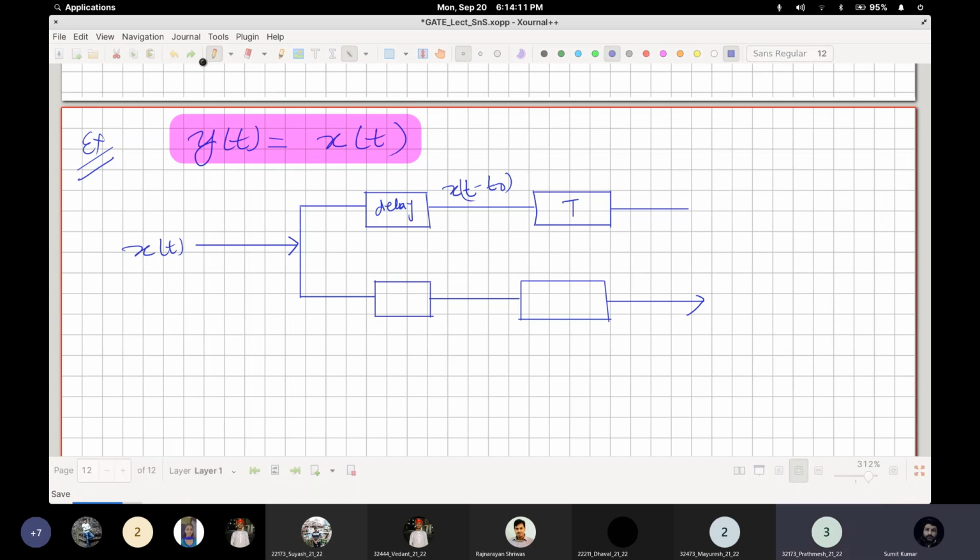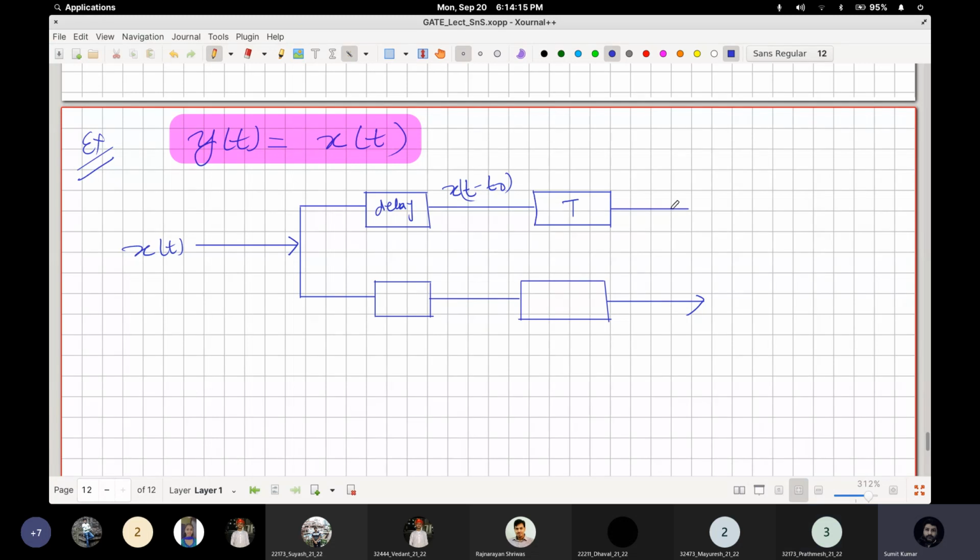Output is exactly equal to input, isn't it? Yes, sir. So here the output y of t comma t naught will be equal to what? Exactly, the input. What is the input? x of t minus t naught.